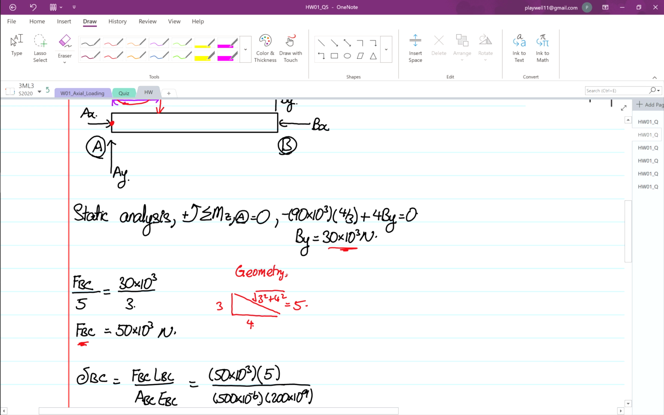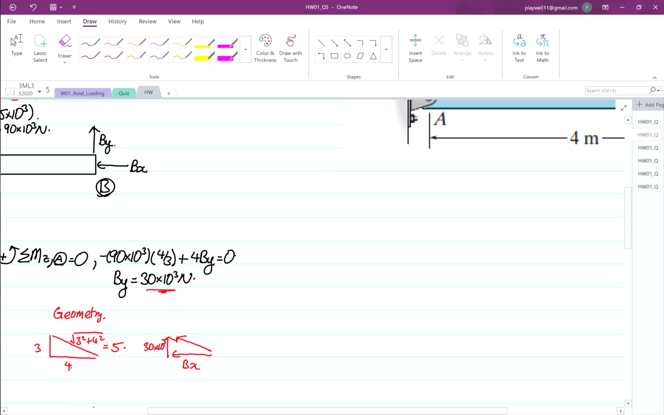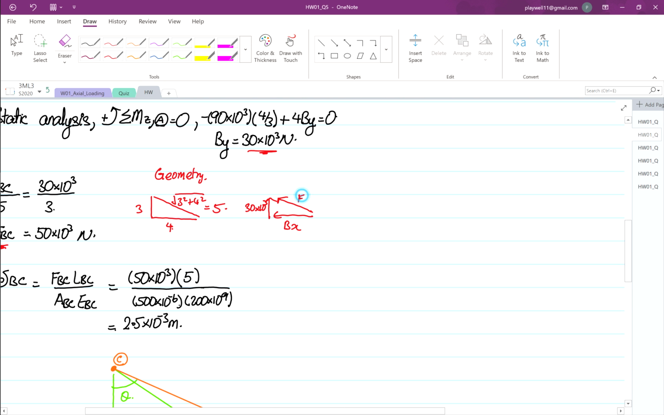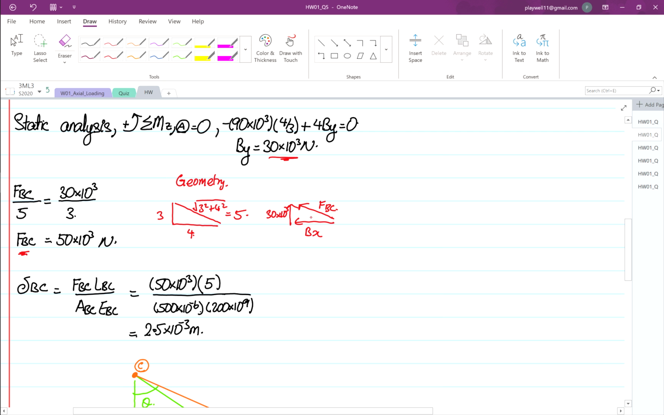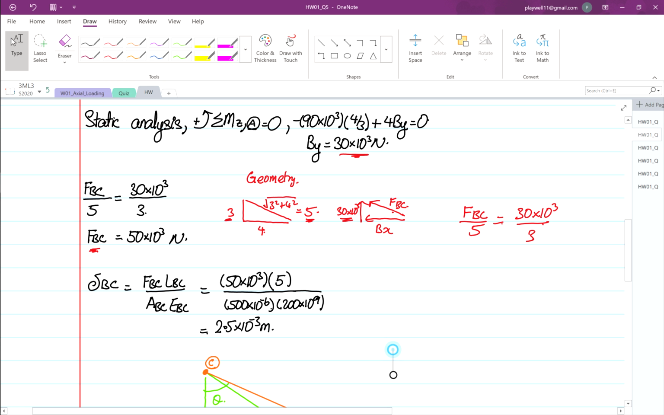And then if you look at forces, you have calculated your By to be 30 times 10 to the power 3. Then over here you can get your Bx, and this is your FBC. That's what we want to calculate. So FBC over the distance 5, from similar triangles, is equal to 30 times 10 to the power 3 over the vertical distance 3. That's how we form the equation. So you find your FBC and you find your deflection of BC is 2.5, right?